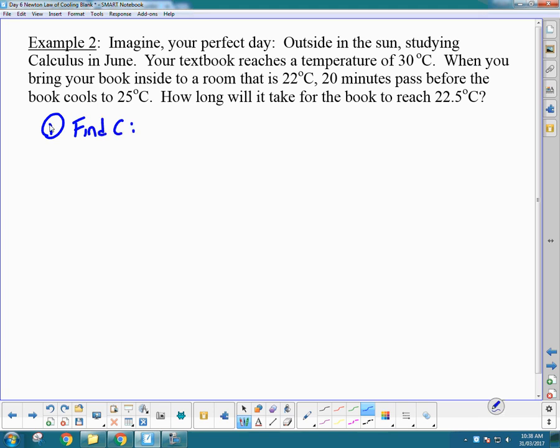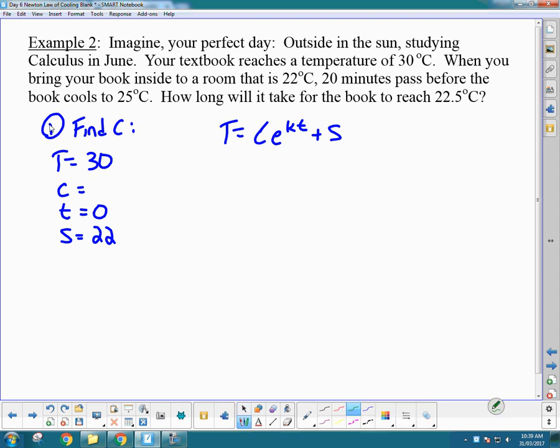So again, we will use the same formula, T equals C, capital C, excuse me, e to the kt plus s. We're considering the beginning. So at the beginning, the temperature is 30. The C we don't know. Don't worry about K because it's going to be gone. The t is 0 because we're at the beginning. And s, the surrounding temperature, is 22. We're considering the beginning being when you walk inside, not when you're outside.